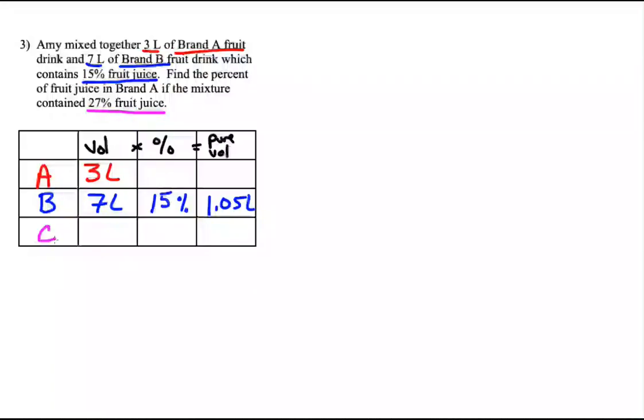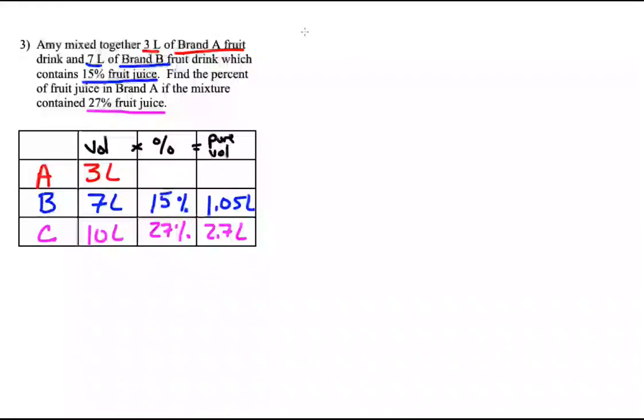And then brand C, that we know is 27% juice. But we know that brand C, or what I'm calling C, is just when I took the 3 liters of A and added it to the 7 liters of B, and 3 plus 7 would, of course, be 10 liters. So if we multiply out the 10 liters by 27%, we know we're going to want to get 2.7 liters of pure fruit juice.